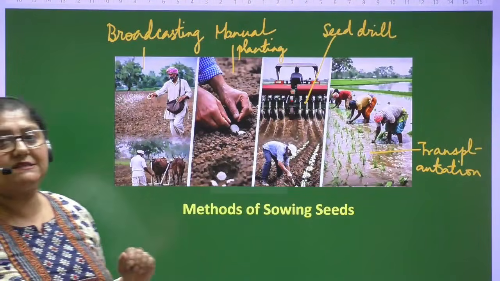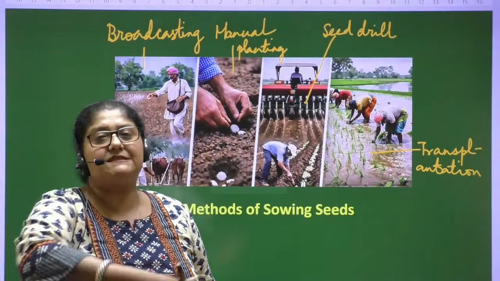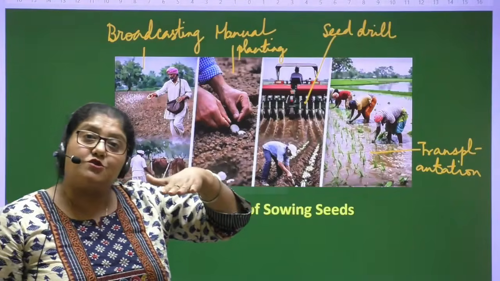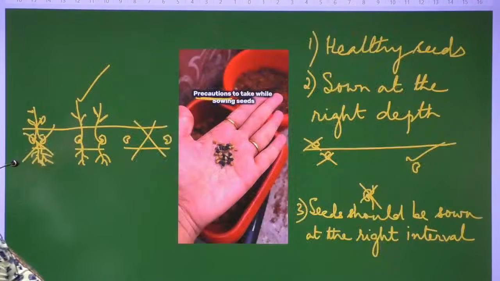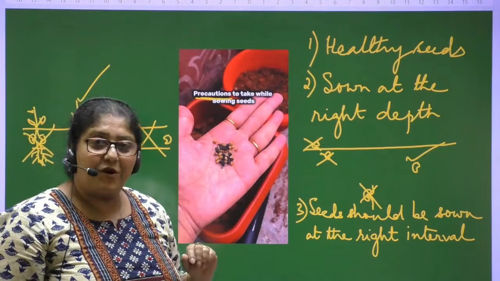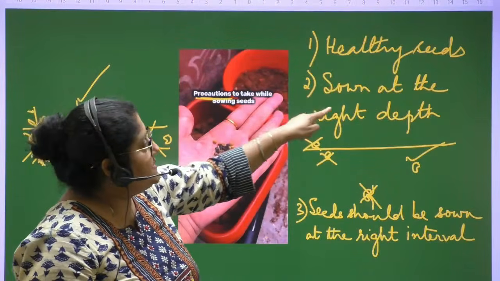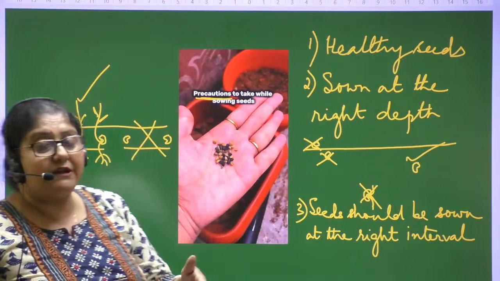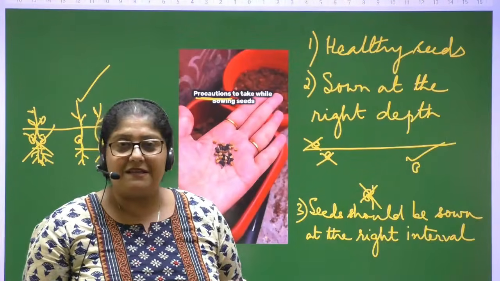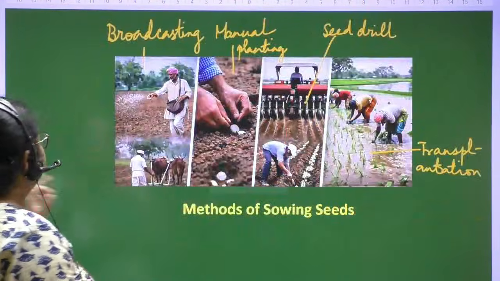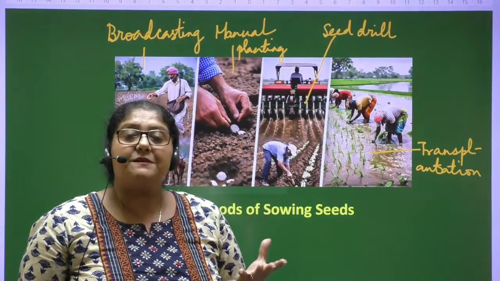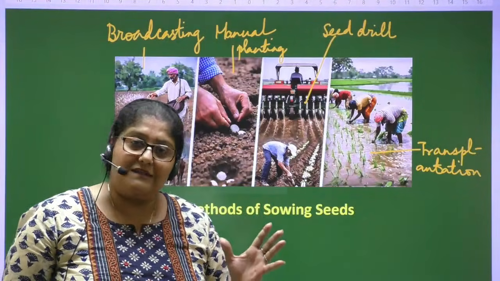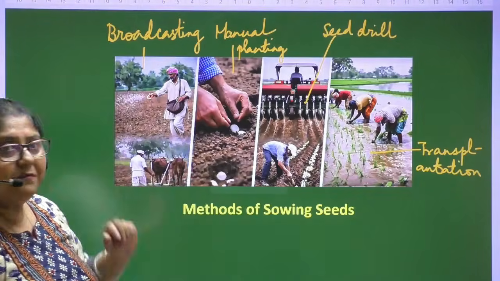The first one is broadcasting, where, as I told you, the farmer takes the seeds and simply scatters them on the field. The problem with this is that the seeds lie on the top. If you go back to the precautions that we have learnt, by the method of broadcasting, the second point, that seeds should be sown at the right depth, cannot be maintained, and the last point, that seeds should be sown at the right interval, also cannot be maintained. So in the case of broadcasting, the seeds are susceptible to being damaged by birds, rats, wind, rainfall, and all this.